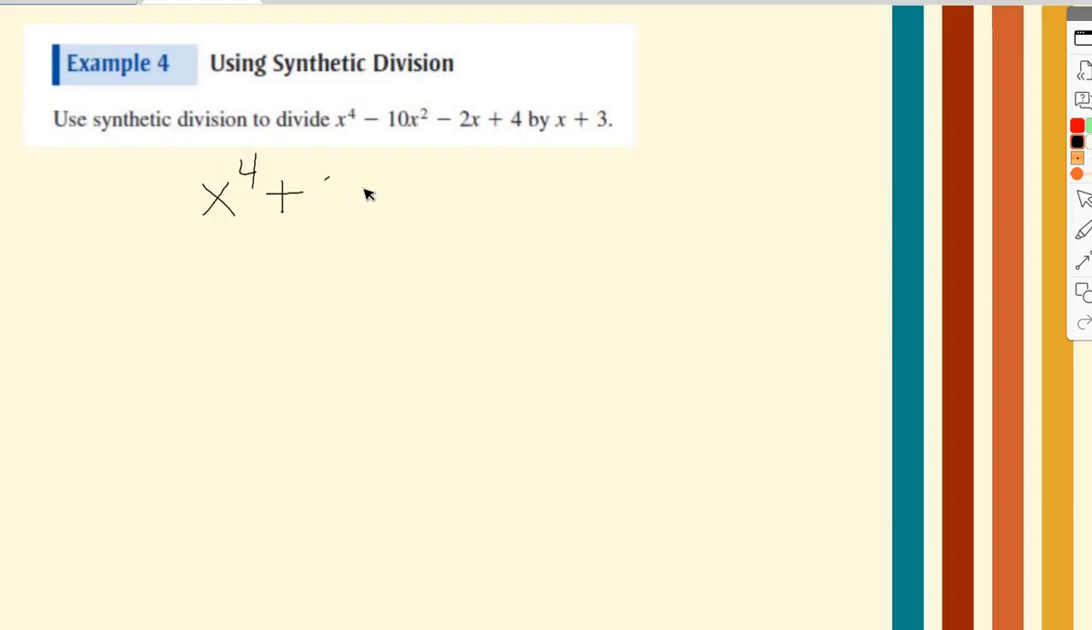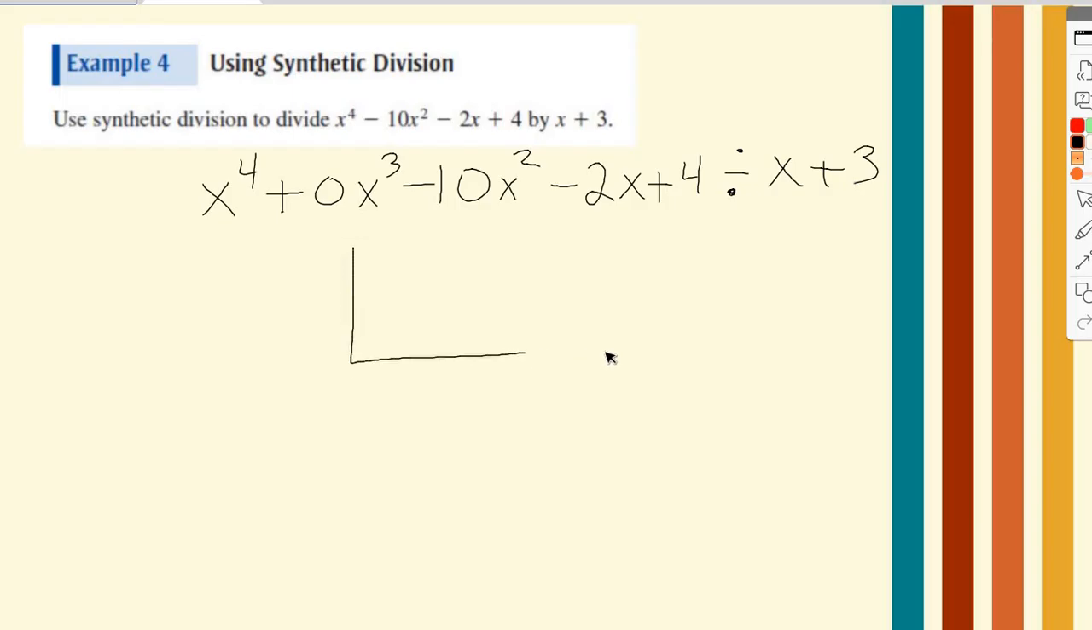But we do have to put in a placeholder for our x cubed, since we're missing it. The other thing we need to check is our divisor, so that's the second one, is it of the form x plus or minus a. Yeah, we're to the first power, we don't have a leading coefficient, and we just have a number there. So we're good.